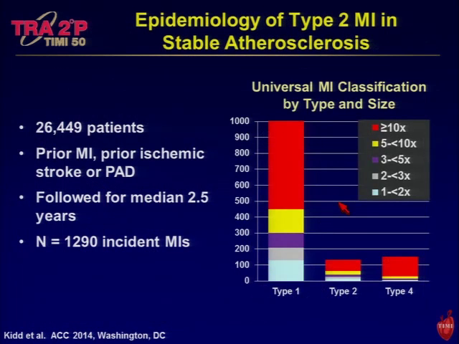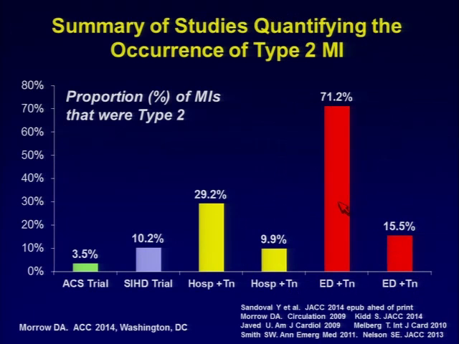At this meeting, we presented long-term follow-up in a large cohort, nearly 26,500 patients with stable atherosclerosis, and looked again at the occurrence of type 2 myocardial infarction, and here we see it's about 10% of the myocardial infarctions that occurred over a period of 2.5 years on average in this patient population, so a higher proportion than we might expect. But then let's look at some other areas.